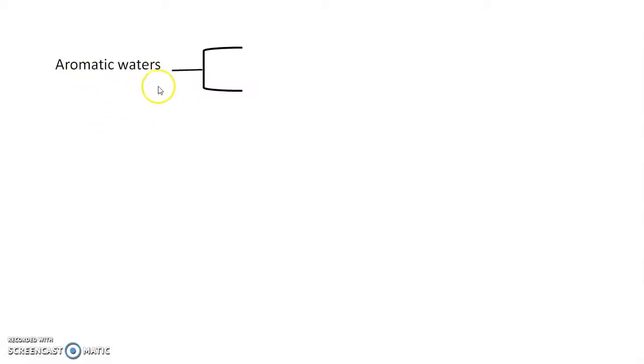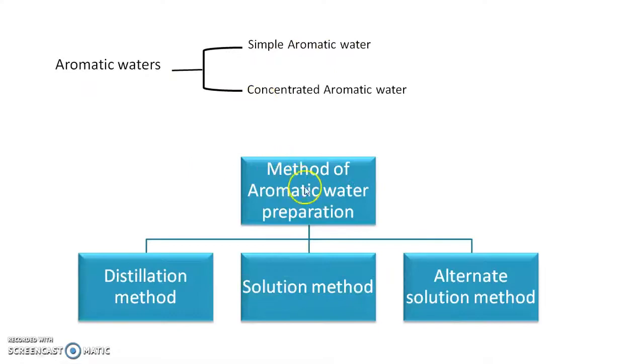Then next we see what are the aromatic waters. Aromatic waters are mainly of two types: simple aromatic waters and the concentrated aromatic waters. Then methods of aromatic water preparation are mainly three methods: a distillation method, solution method, and alternative solution method. First of all, we see the distillation method.